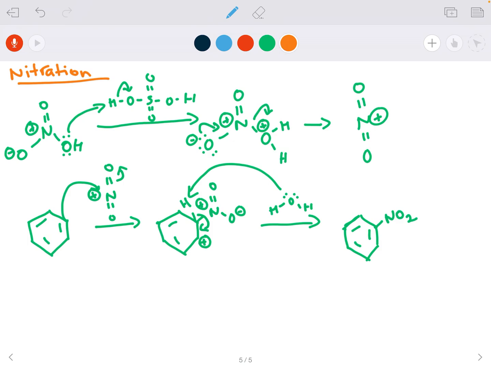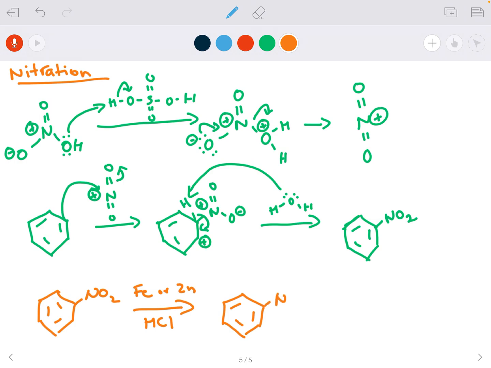What's great about this reaction too is now I can take my benzene ring where I've added on the nitro group and easily, using either iron or zinc along with HCl, I can convert this nitro group into an amine. And amines have a variety of functions in medicine and in other reactions. So to be able to install the nitro group onto the benzene ring readily using this reaction, and then being able to convert that to an amine, is very important for applications in synthesis of organic compounds.